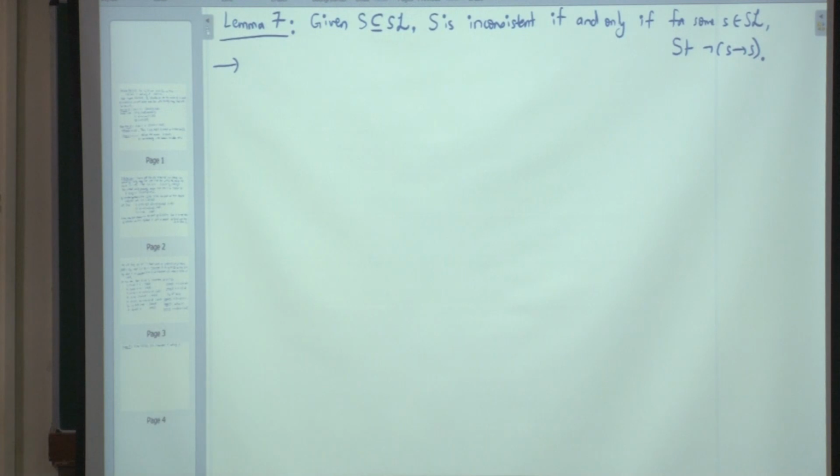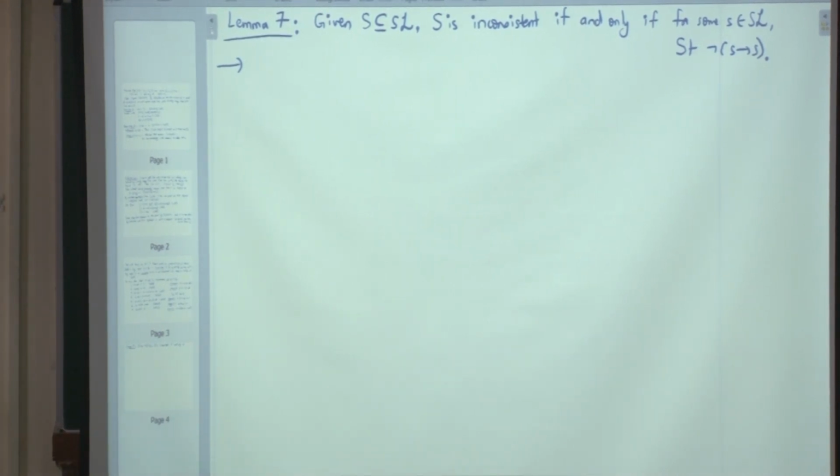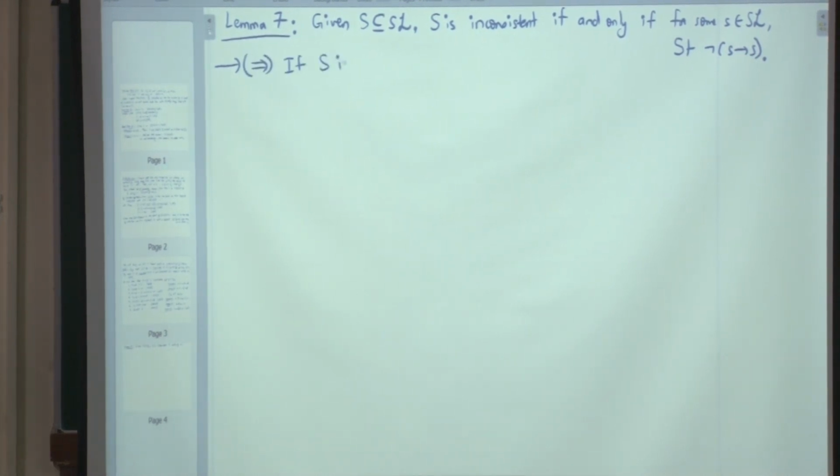Okay, any ideas on how to do this? No, S already proves S implies S, so we should do it. If S is inconsistent, yes. If S is inconsistent, then S proves T for any T. So in particular, S proves negation little s implies little s. Okay, so one side is obvious. What about the other side?